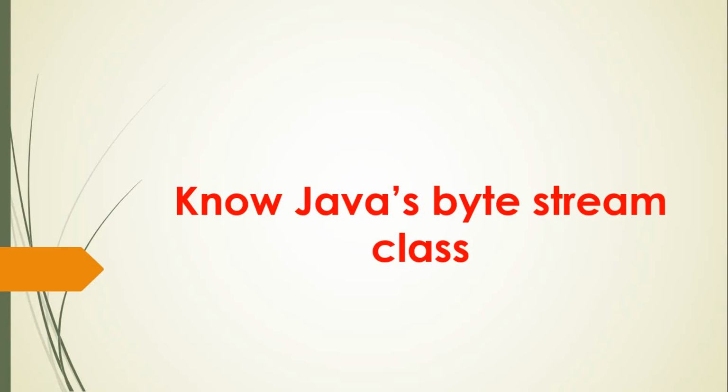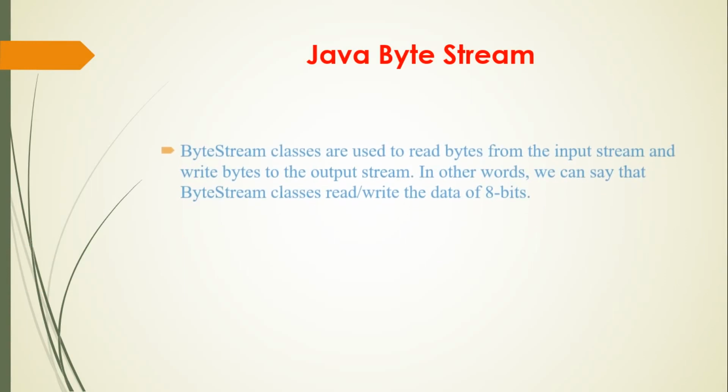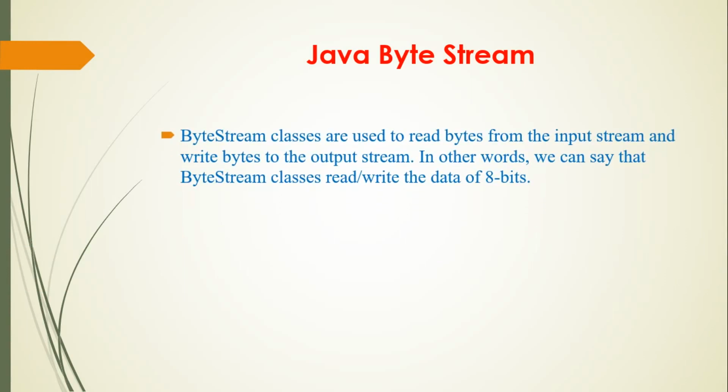about Java's byte stream class. So what is Java byte stream? Byte stream classes are used to read bytes from the input stream and write bytes to the output stream. In other words, we can say that byte stream classes read and write data of 8 bits.